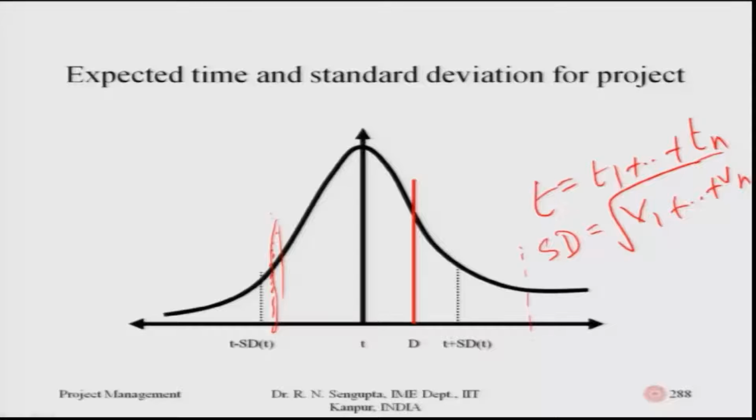Now, the due date can also be onto the right of T plus 1 standard deviation. It can also be onto the left of T minus 1 standard deviation. This idea of where the due date is does not matter if you are able to analyze the problem in its true perspective from the practical sense. So, this is what I will now discuss very briefly in the 289th slide.